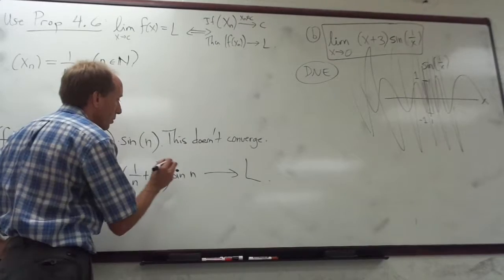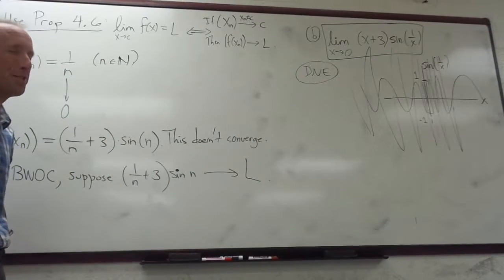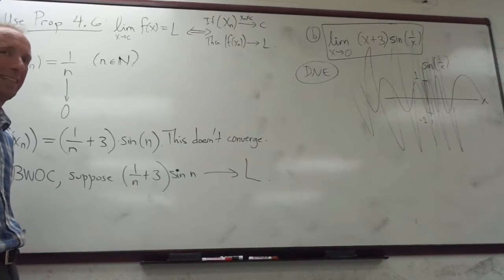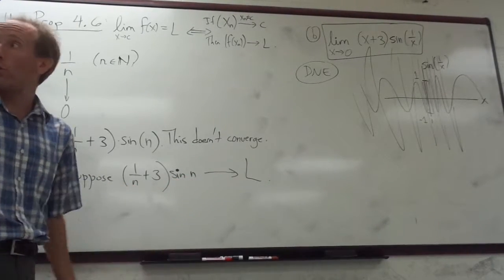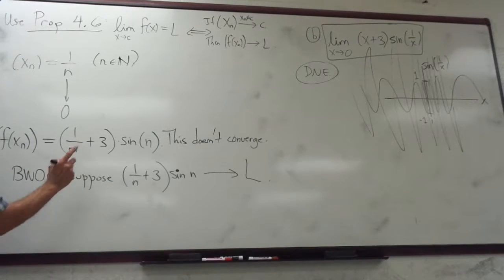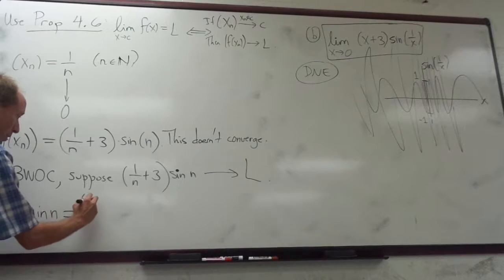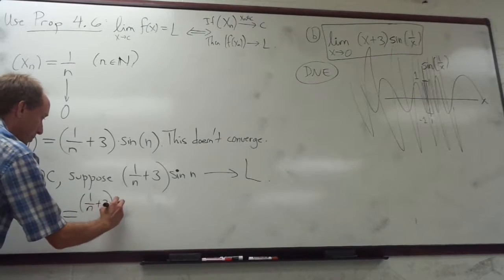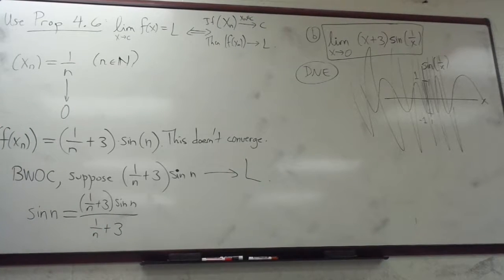You could think about using subsequences, but we don't actually need to. We know sine of n doesn't converge, right? Right, this one does not converge. So what I'm going to propose is that we write sine of n as 1 over n plus 3 times sine of n, over 1 over n plus 3. This is the clever way to do it, right?